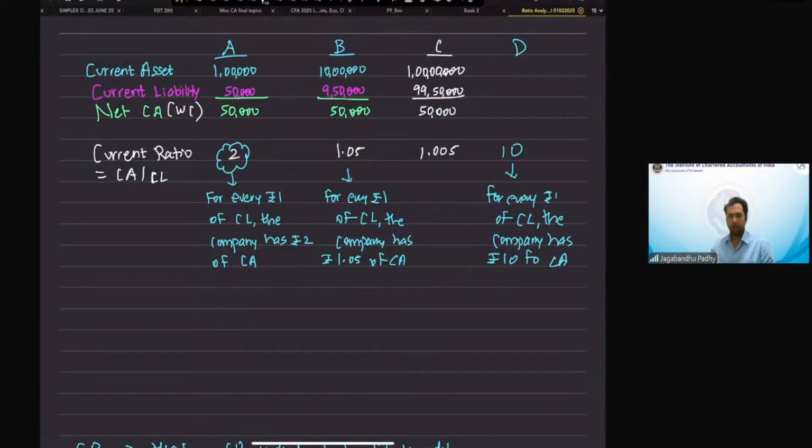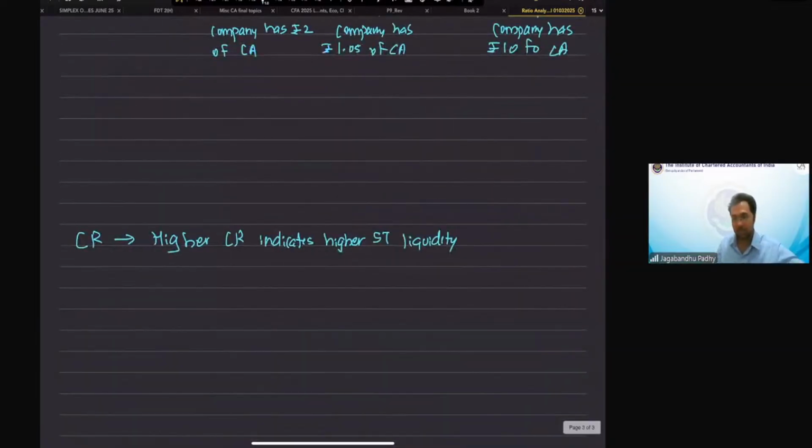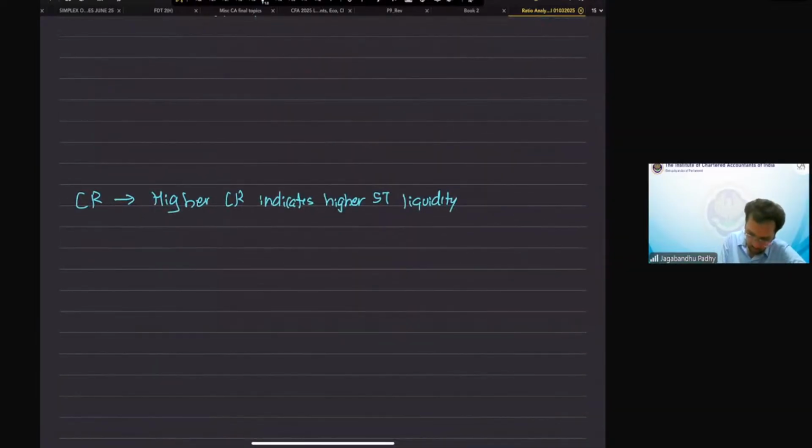Do you think of any problem if a very high current ratio is there, let's say 10, which means for every 1 rupee of current liability, you've got 10 rupees of current assets? Do you think any problem is there? Yes, there is a problem. The problem is very high current ratio indicates inefficiencies.